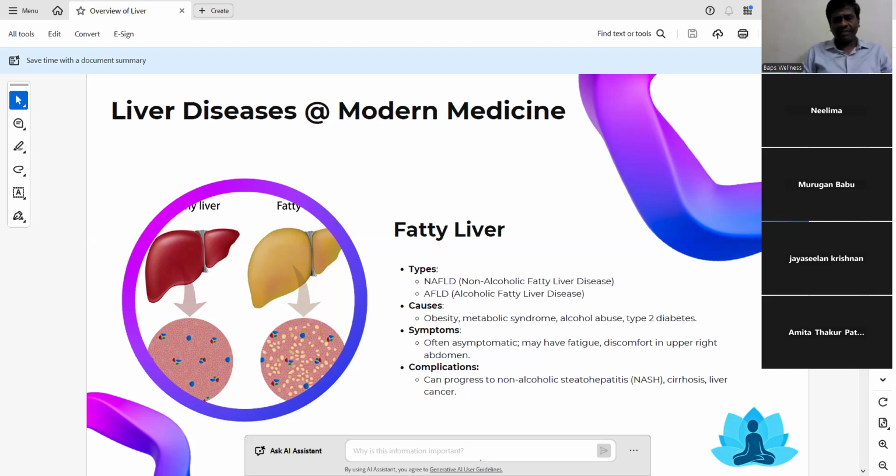So what is fatty liver? It is a condition where excess fat builds up in the liver. There are two reasons which trigger this fat build-up. One is continuous alcohol consumption. The second one, which is nowadays very common, is NAFLD, that is non-alcoholic fatty liver disease. Nowadays, this is very, very common.